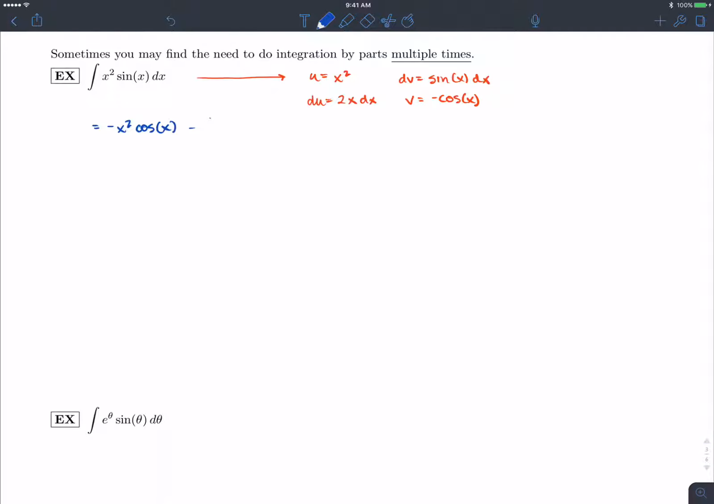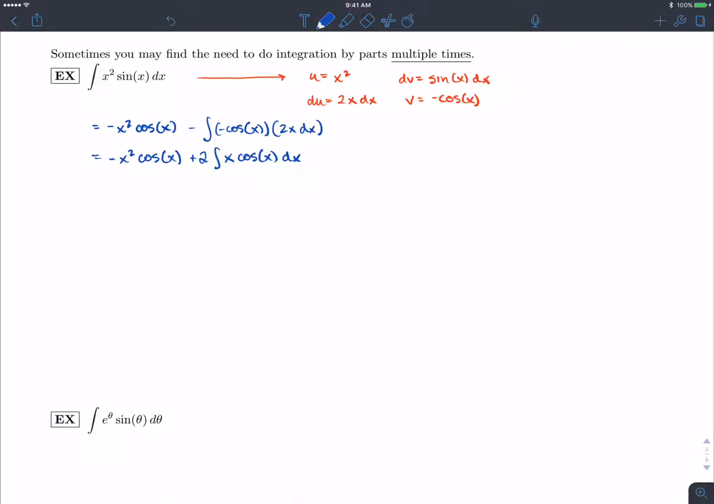Then we're going to have minus the integral of v du. So that would be v, which is negative cosine of x, times du, which is 2x dx. So if we wanted to clean this up, what I would do is I'd have negative x squared cosine of x. I'm going to bring that negative and that 2 out. So that's going to make that a positive 2. And that's just going to leave us with an x cosine of x dx.